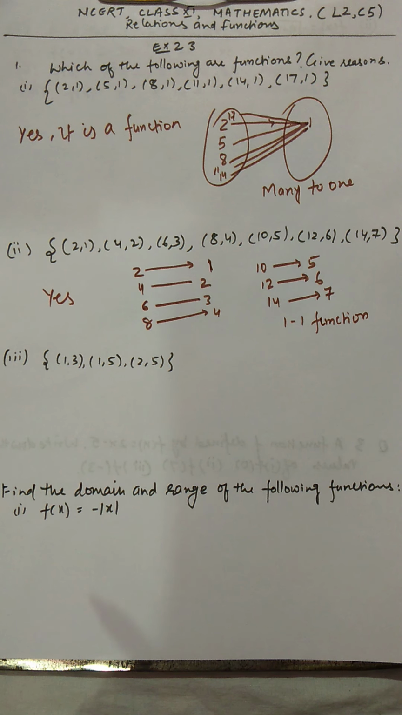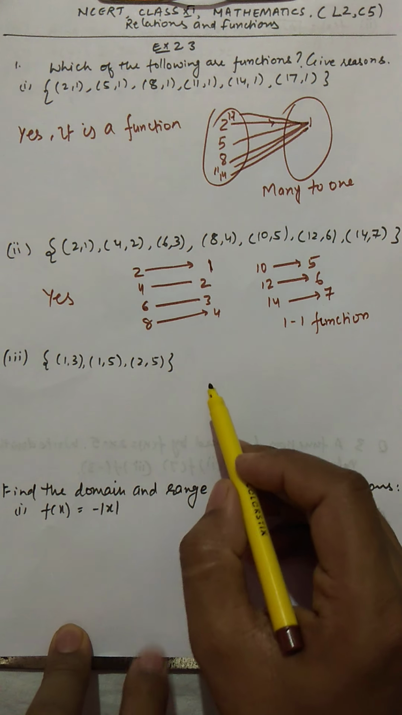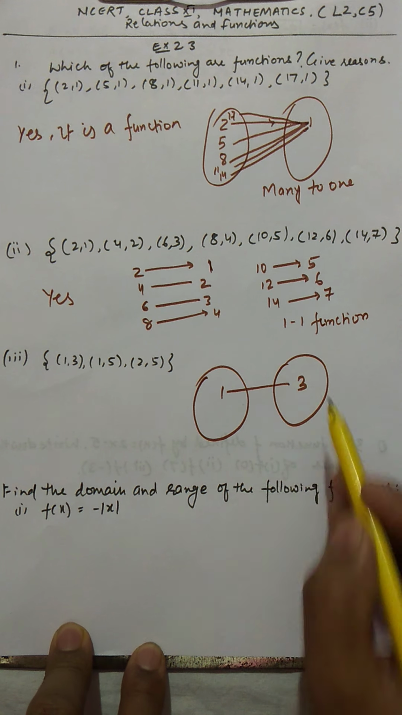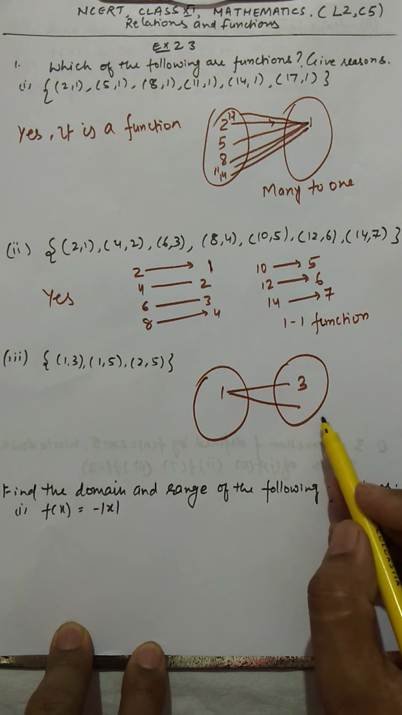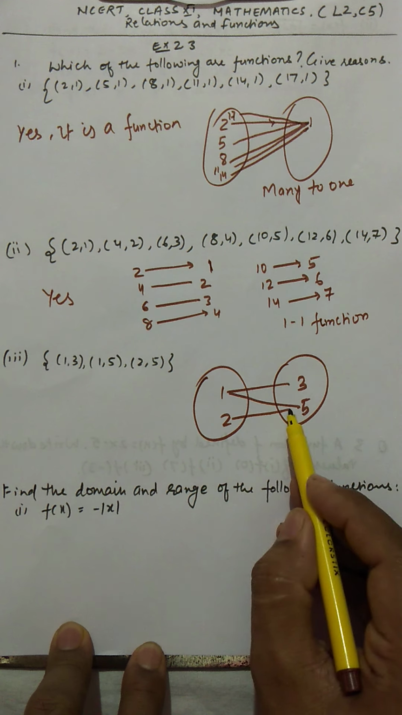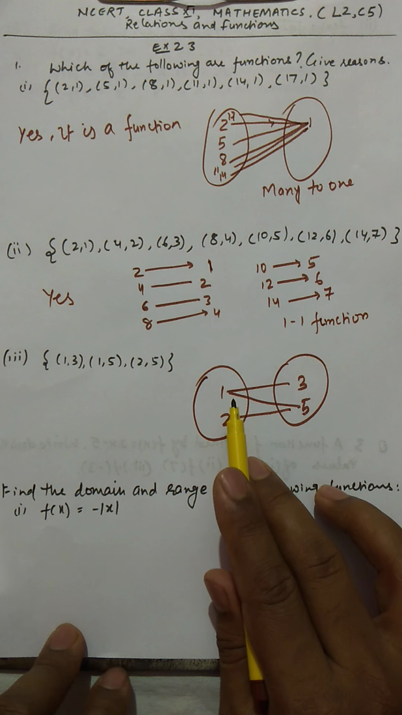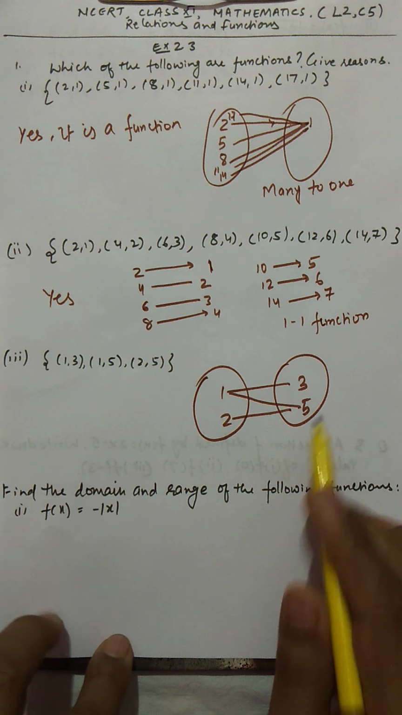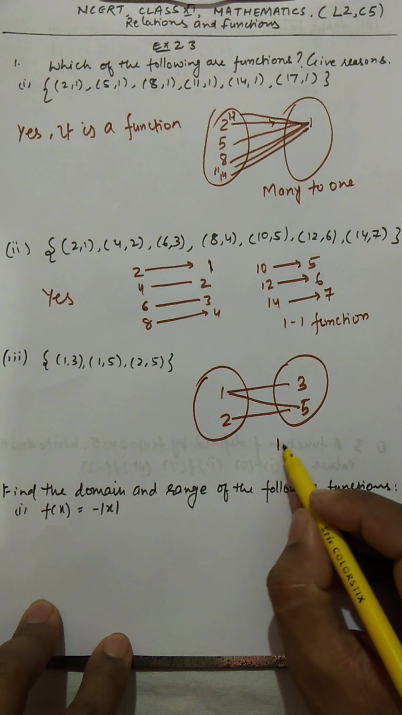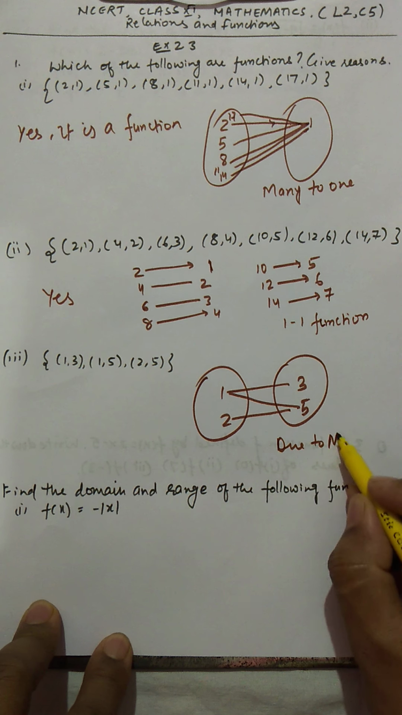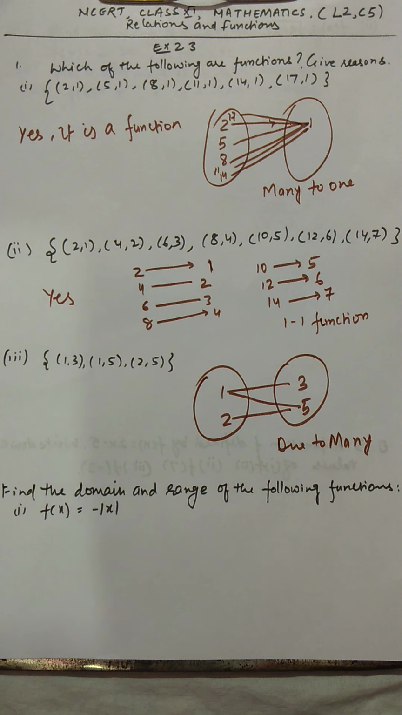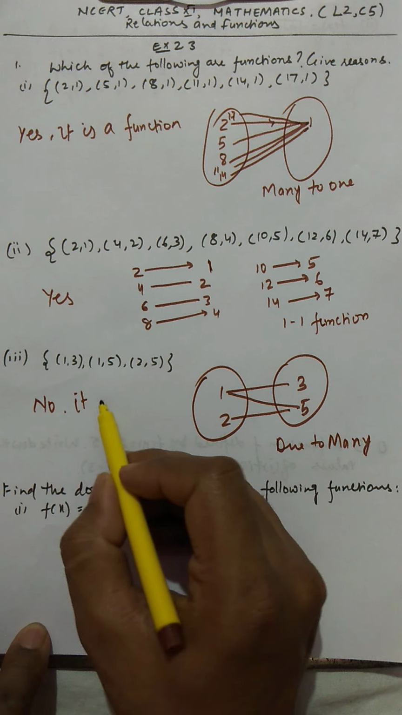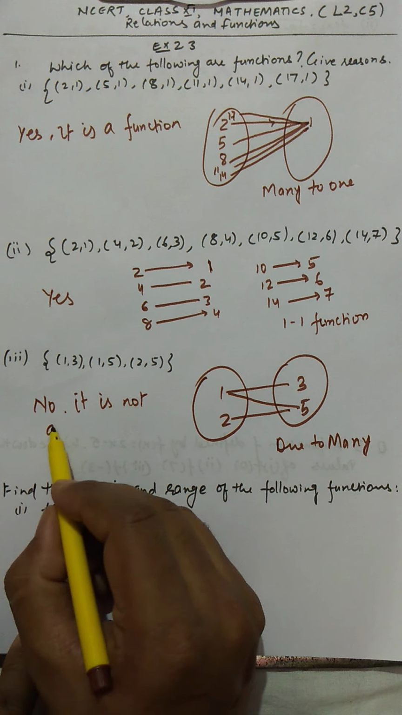Next one, you can see 1 3, 1 5, 2 5. If we take 1, one image is 3, and 1 has another image, 5, and 2 also you can see. So you can see that there is at least one element, 1, which has two images, 3 as well as 5. So this is called a one to many relation, and this type of relation is never a function. So your answer for this will be no, it is not a function.